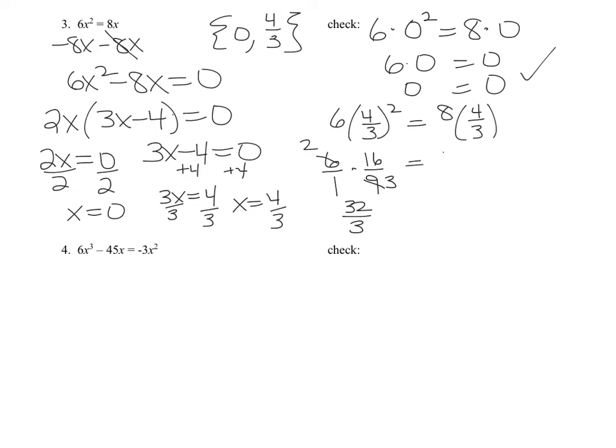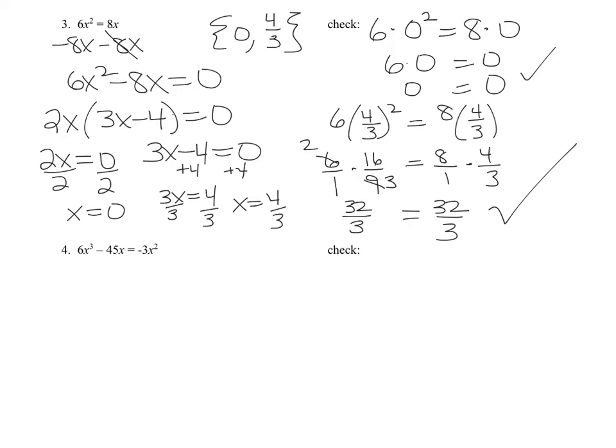So this side of the equation is equal to 32 over 3. When I do this, I'm going to do 8 over 1 times 4 over 3. You can't do any cross canceling, but if you multiply straight across, 8 times 4 is 32, and 1 times 3 is 3. So since both sides of the equation are equal, that's how you know that 4/3 is a solution. All right? Now jumping on to number 4.